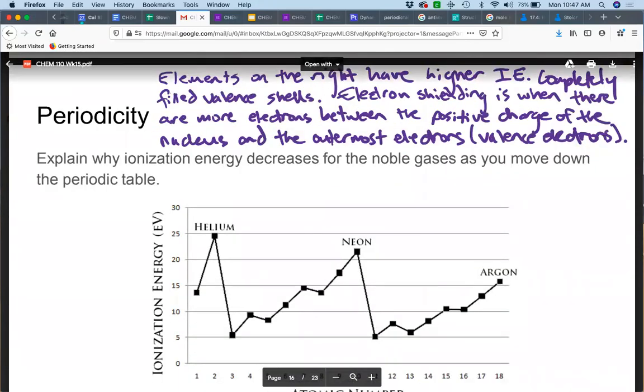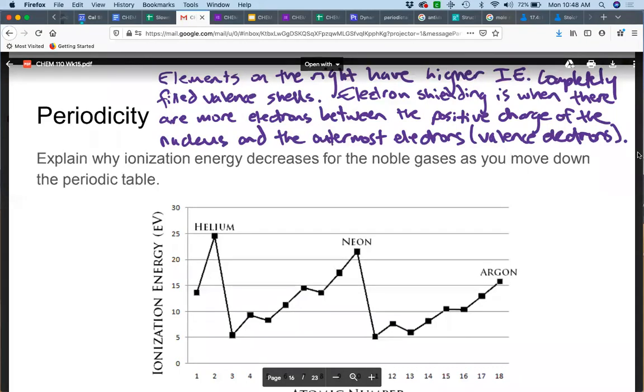So elements on the right of the periodic table have a tendency to have higher ionization energy. That's because they have more electrons, and the more electrons they have, the greater the separation between the electrons and the nucleus, or more specifically, nuclear charge, that positive pull of the protons on the electrons. Notice that noble gases have completely filled valence shells. So in this case, each one of these atoms is going to have a completely filled valence shell. So we can't make an argument based on valence electrons, but we can make an argument based on electron shielding.